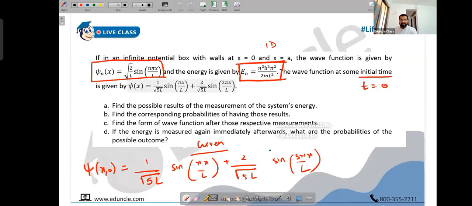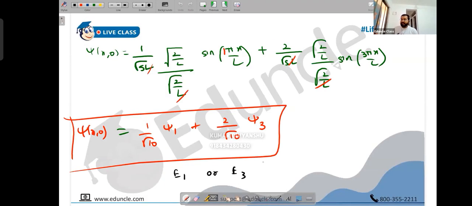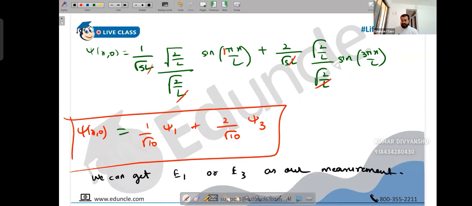That's the first answer. The first question is to find the possible results of the measurement of the system's energy. We can either get E1 or we can get E3, after the wave function collapses. Measurement means what? You have measured it and you have already collapsed the wave function. I told you, measuring means you have to turn on the lights. If you turn on the lights, the wave function will collapse into a single state. You will have only one result. So either you will have E1 or you will have E3. You cannot have both. Okay. So we can get E1 or E3 as our measurement. I hope this is understood.